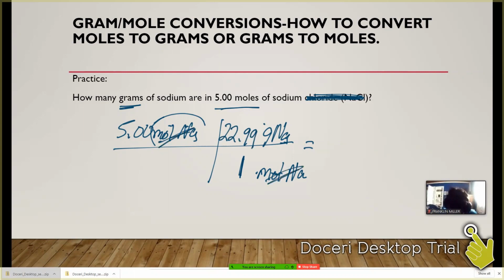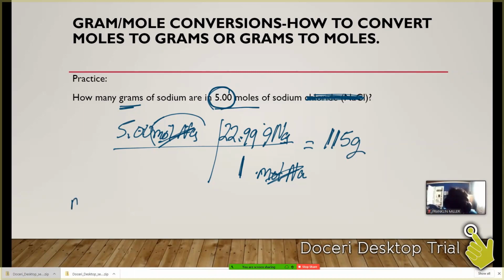Moles cancel like I wanted it to, and then I'm just going to multiply across. 5 times 22.99 and divide it by 1, wouldn't change it. My original measurement had 1 sig fig, but the answer is reported with 3 sig figs. So you would end up with 115 grams.